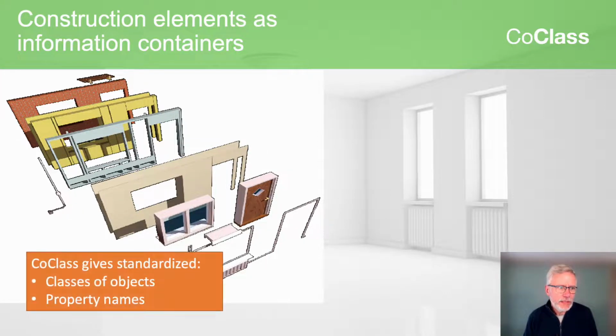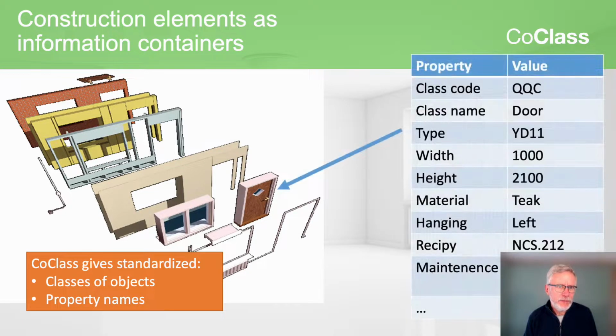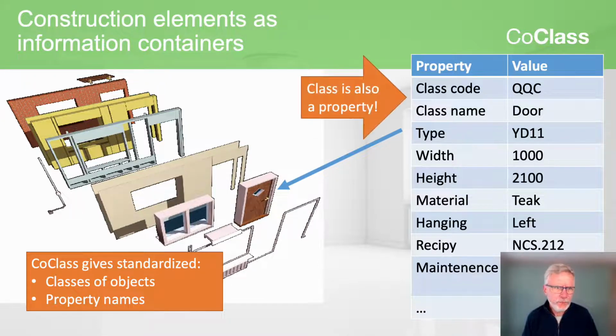In this case it's a model, an information model built up using CoClass. And CoClass then gives standardized classes of objects and property names. So for instance, the door can be described using the class code, the name, the type, the width, how it's maintained, and so on. And please observe that class is also a property. The object in itself is just an empty container, digital. It's a row in a database, you might say. So class is the premier property for describing the function of the object. So it's a very important property, but it's still just a property of a virtual object in a CAD environment, for instance.